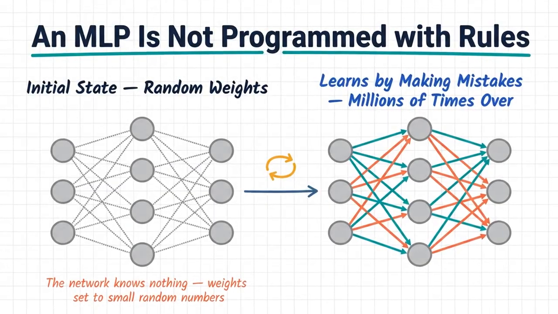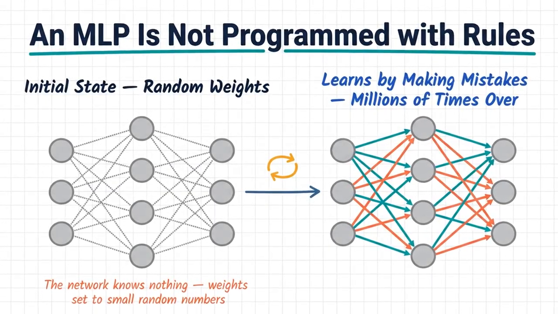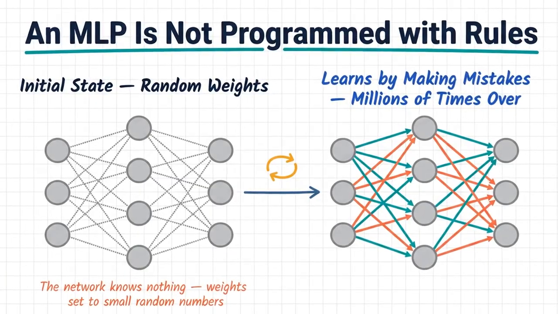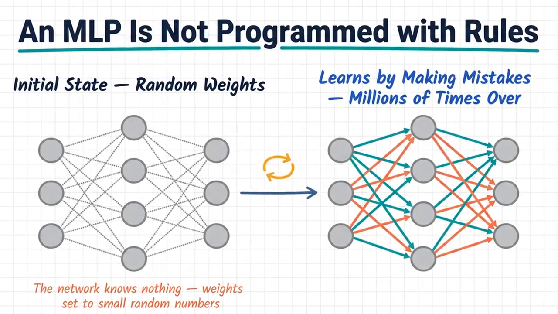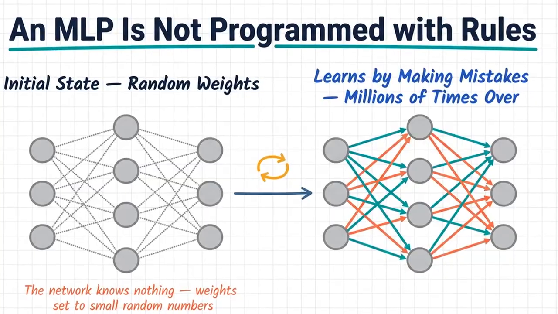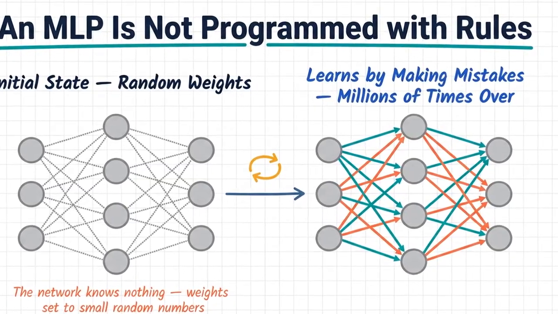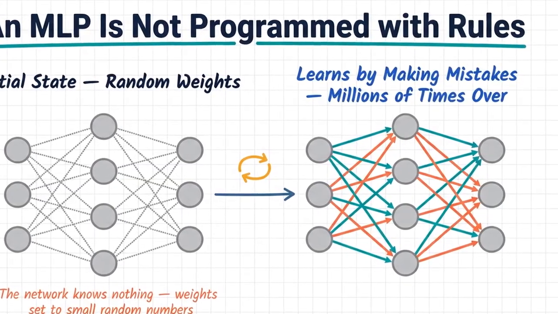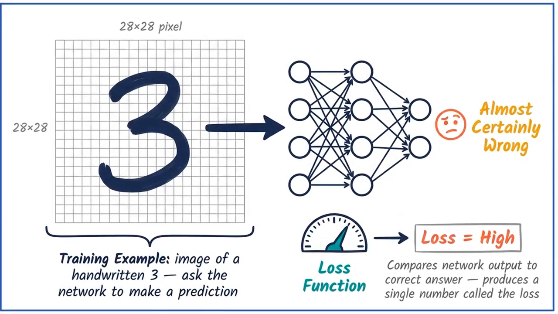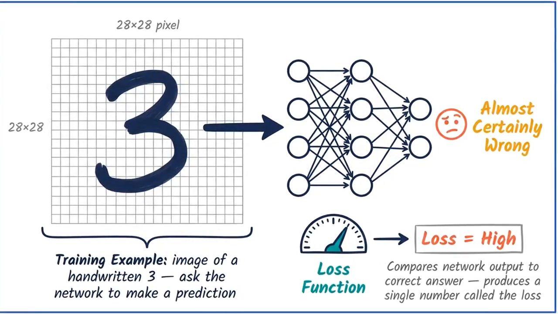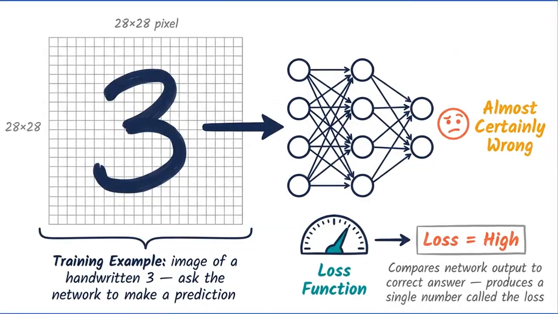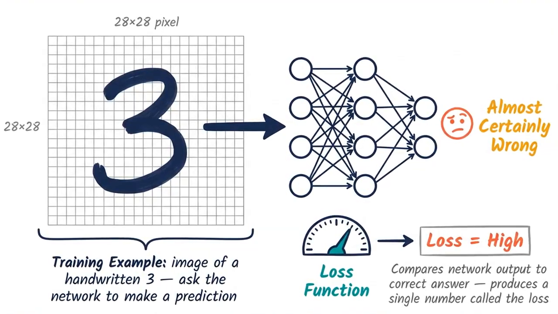An MLP is not programmed with rules. It learns by making mistakes and adjusting millions of times over. At the start of training, the weights in the network are set to small random numbers. The network knows nothing. Then show it a training example, say, an image of a handwritten 3, and ask it to make a prediction. It will almost certainly get it wrong.